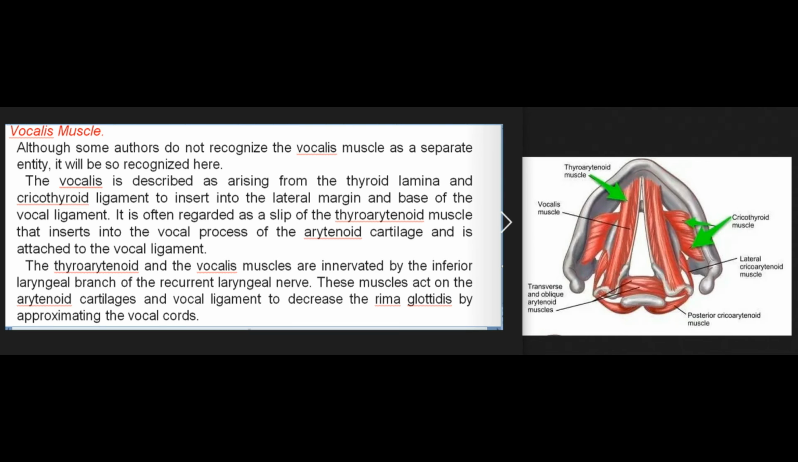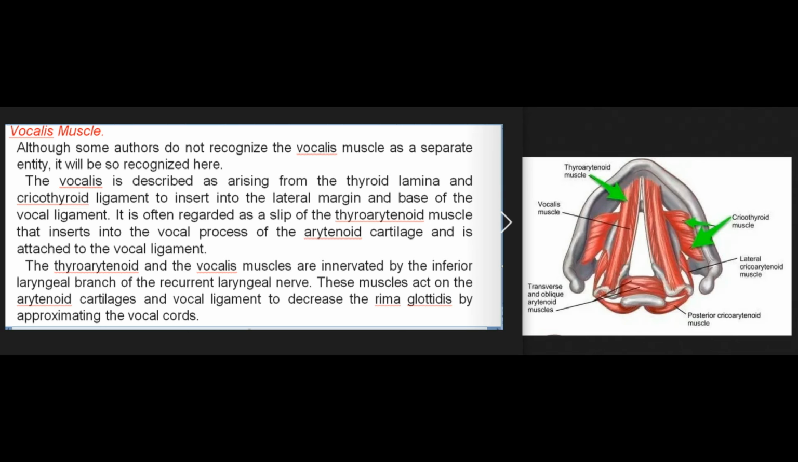Although some authors do not recognize the vocalis muscle as a separate entity, it will be so recognized here. The vocalis is described as arising from the thyroid lamina and cricothyroid ligament to insert into the lateral margin and base of the vocal ligament. It is often regarded as a slip of the thyroarytenoid muscle that inserts into the vocal process of the arytenoid cartilage and is attached to the vocal ligament.